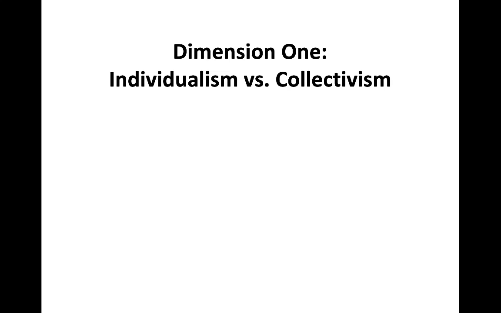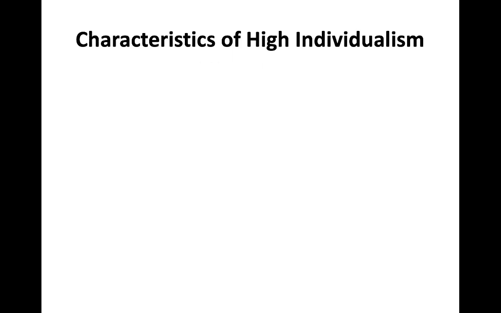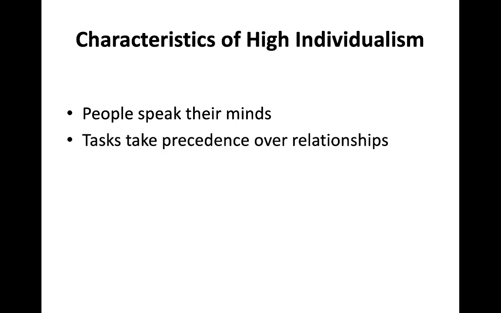Individualism defines how individualistic a culture is, how much it relies on the lone actor, how much it respects the lone actor versus groups. Collectivism, though, is a group orientation, a group identity. What characterizes high individualistic cultures? We find that highly individualistic cultures, cultures like the United States and Australia, for example, people are inclined to speak their minds. These tend to be task-oriented cultures.